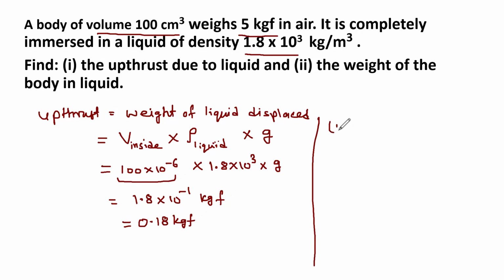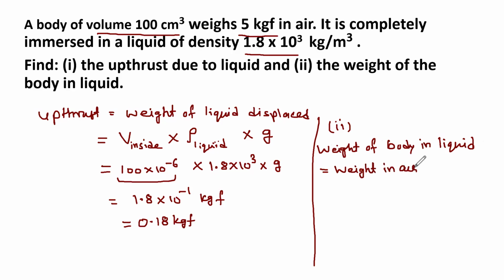Now in the second part, we need to find out the weight of the body in liquid. So here we can write weight of body in liquid. This is also called the apparent weight. So apparent weight will be weight of body in air, so weight in air, minus upthrust acting on the body.